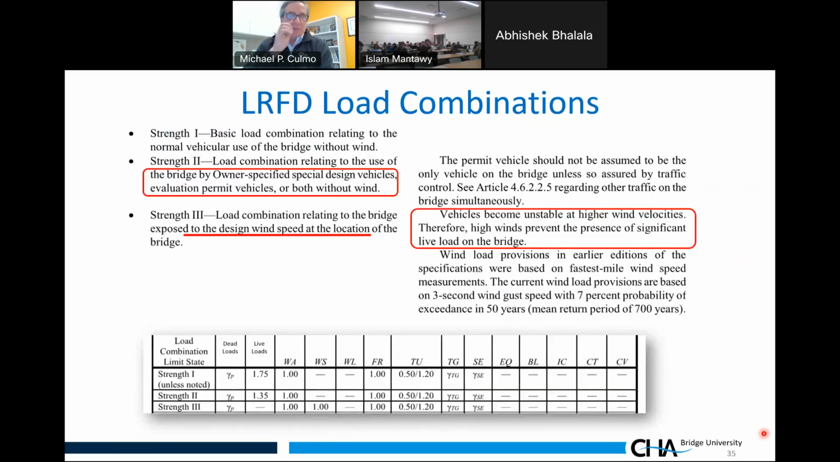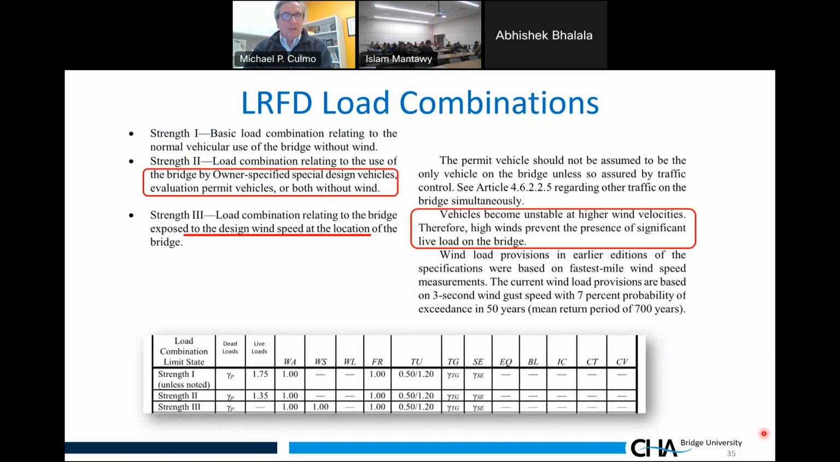So let's go quickly through some of the combinations. Strength 1 is the basic load combination for designing a bridge for strength. That's the primary load combination we use. And it says without wind. Doesn't mean without wind, but without a hurricane. So we design for that. Strength 2 covers these exclusion vehicles that owners have, like the coal trucks I mentioned before in Kentucky.